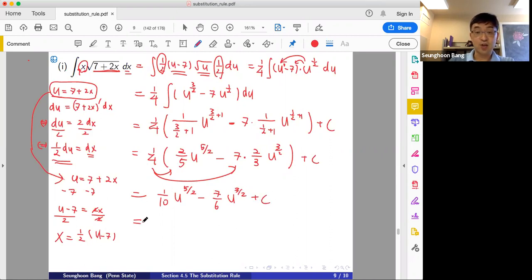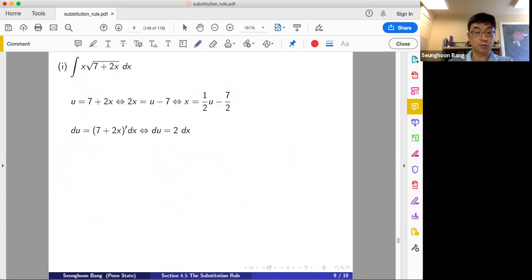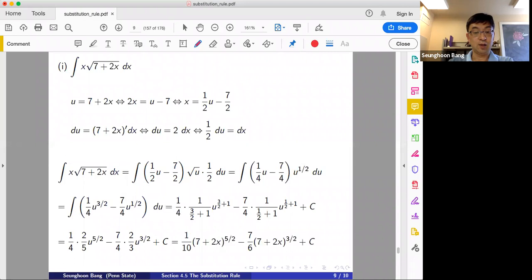The next step, we change back. The u is 7 plus 2x. You plug into u. The final answer is 1 over 10 times 7 plus 2x to the power 5 over 2, minus 7 over 6 times 7 plus 2x to the power 3 over 2, plus c. This is the answer of this integral by using U substitution. So we have it.